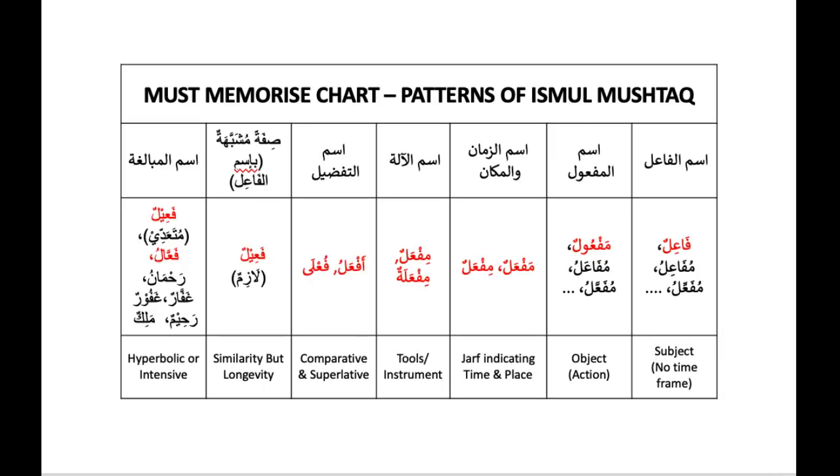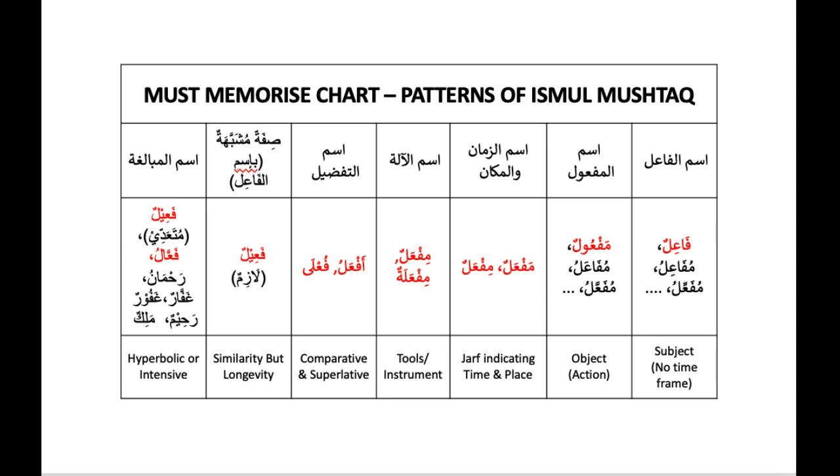Alhamdulillah. On the screen you can see the patterns of Ismul Mushtaq. This is a must-memorize chart. Please write it down a few times and memorize them as much as you can, inshallah. We shall go from right to left. First column has got Ismul Fa'il, which we all are familiar with. For simplicity, I would suggest that you memorize the derived nouns which are highlighted in red color.